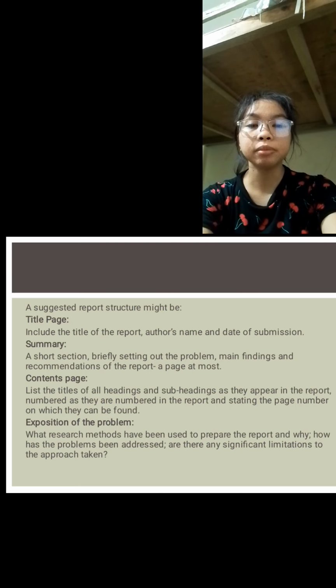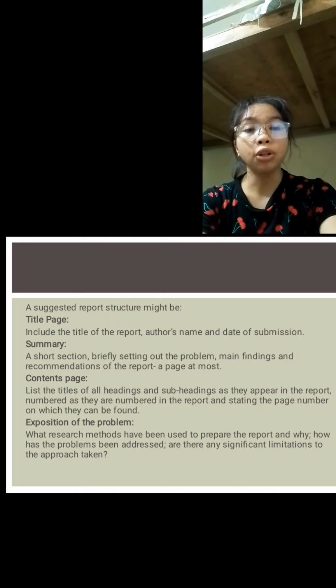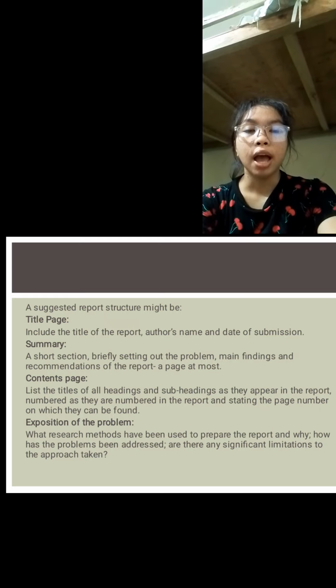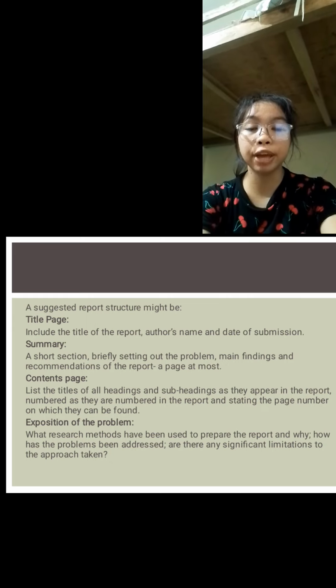A suggested report structure might be: title page. The title page includes the title of the report, author's name, and date of submission. Summary: a short section, a page at the most, briefly setting out the problem, main findings and recommendations of the report. Contents page: list the titles of all headings and subheadings as they appear in the report, as they are numbered in the report, stating the page number on which they can be found.